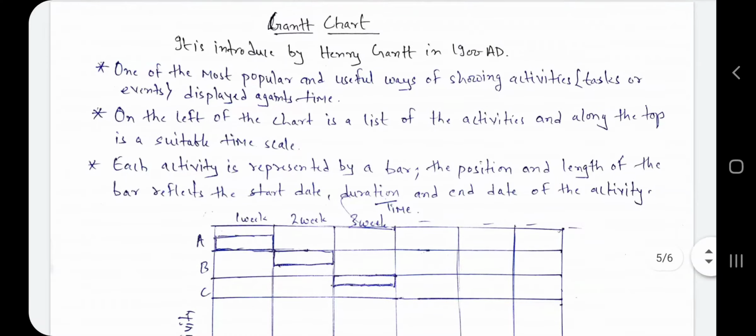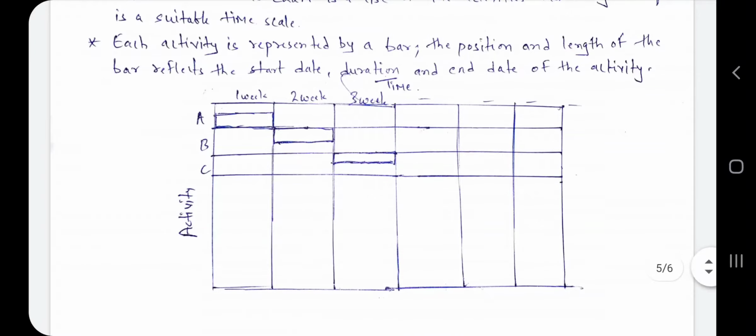On the left of the chart is a list of the activities, and along the top is a suitable time scale, and each activity is represented by a bar. The position and the length of the bar reflect the start date, duration and end date of the activity. So this is our Gantt chart. At the left hand side we show the activity and at the top we show the time.